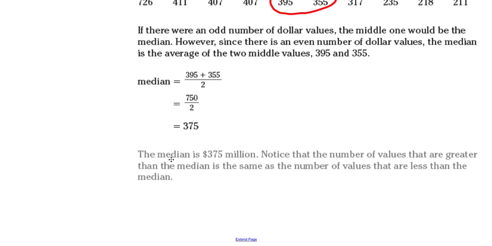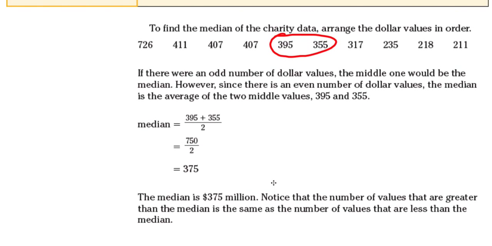So the median in this case is 375. Notice that the number of values that are greater than the median is the same as the number of values that are less than the median. If the median is 375, the numbers greater than the median are 1, 2, 3, 4, 5. The numbers less than the median are 1, 2, 3, 4, 5 as well. So you have 5 numbers greater than and 5 numbers less than the median.